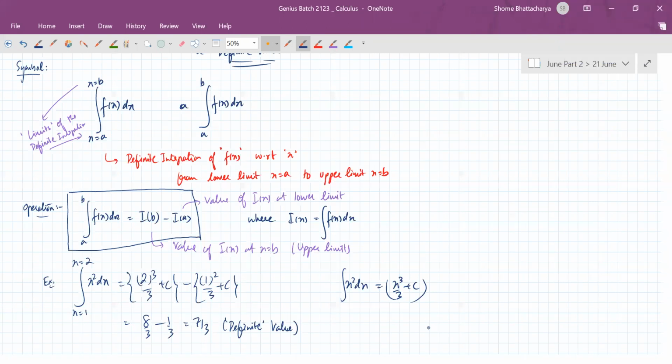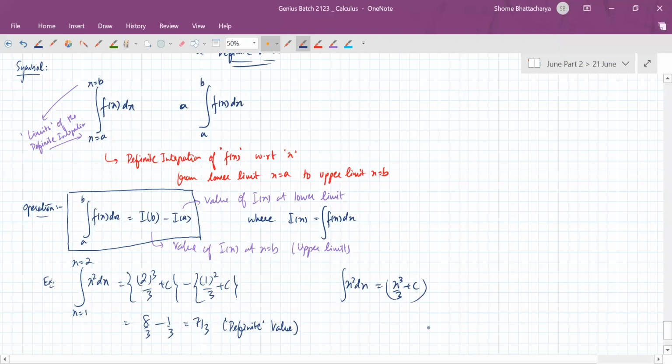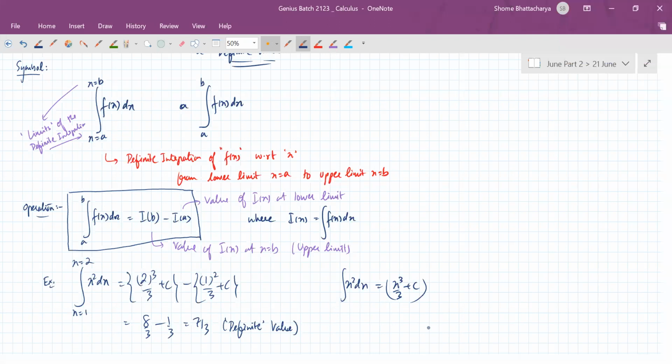Sir, what exactly is this value on the graph? Sorry, come again, beta. This value, what is it on the graph? It gives us the area under the curve actually, from a to b. We'll come to that, beta. Don't worry. I'll explain that to you. Okay.